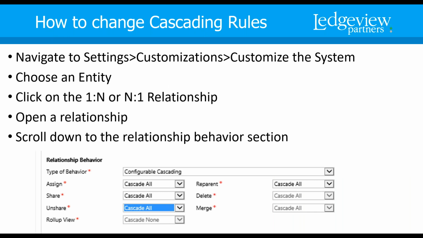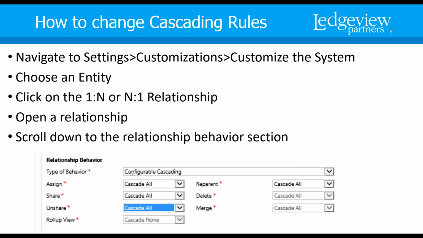To change these configurable cascading rules, you go to custom settings, customizations, customize the system. You choose your entity, choose the little drop-down arrow next to it, click on the one-to-many or many-to-one relationship. Remember, many-to-one is just a byproduct of the one-to-many. Open one of the relationships. Scroll to the relationship behavior section. Your type of behavior is right here.